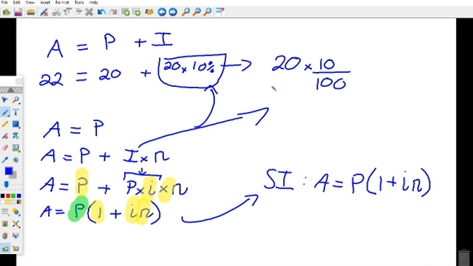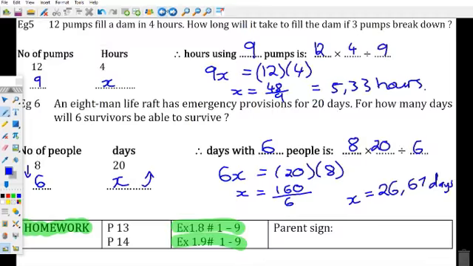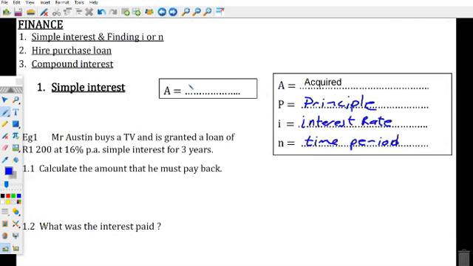All right, so let's have a look. Let's put it in here. So we have A is equal to P multiplied by 1 plus interest rate multiplied by N. That's my formula.